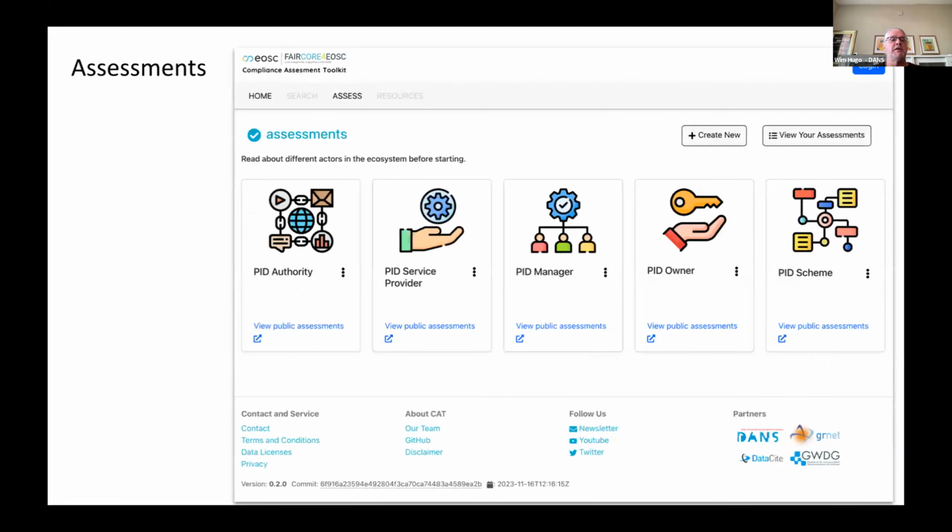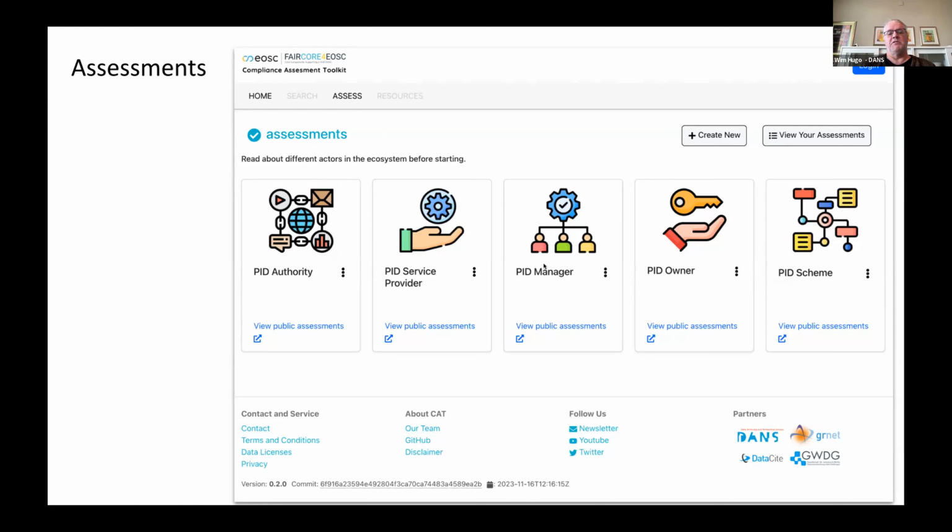Now, it's early days with the compliance assessment toolkit. The beta version is due at the end of November. So this is to some extent a bit of a sneak preview. But the idea then is to take that beta version to subsequent community engagement and to refine it both from an end user experience point of view and from a content point of view with inputs that we get directly from the community. But in essence, if we get down to the nitty-gritty of the toolkit, we can both view and create assessments for all of the different actors in the ecosystem.